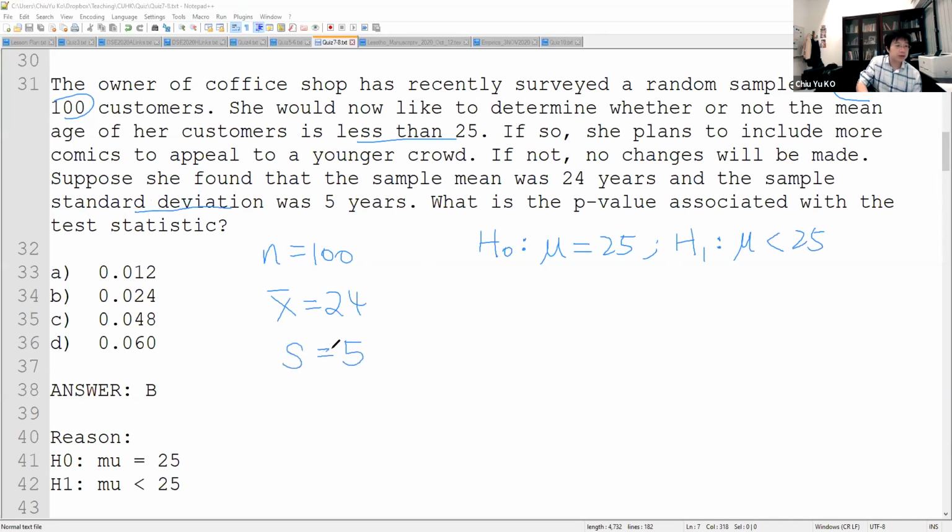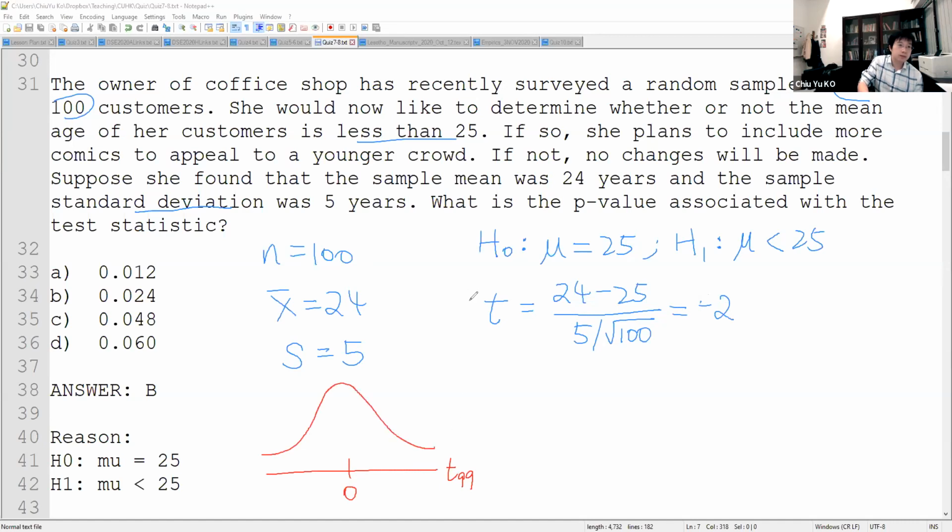Okay. So since we don't know sigma, we use T, right? T will be 24 minus 25 over 5 over root 100. So it's negative 1 over 1/2, which is -2. Go back to the question here. This is n of 100, so it's t99, which still has mean 0. And -2 is here.